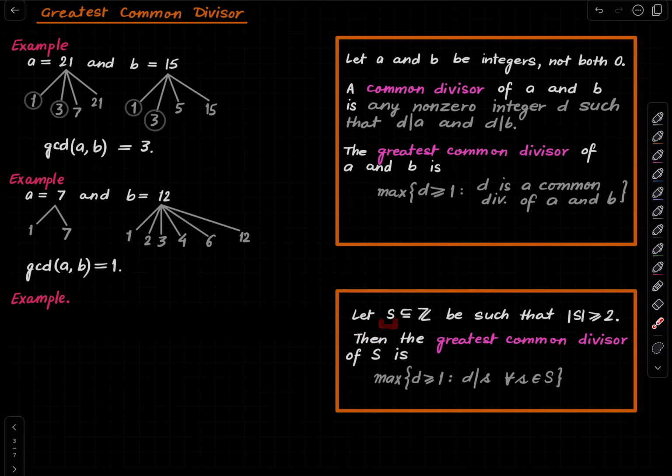The set S could be infinite, right? So let's take an example. Suppose my set S is these numbers, 3, 6, 9, 12, and so on. So all the multiples of 3. What is the GCD of S? The GCD of S is 3.